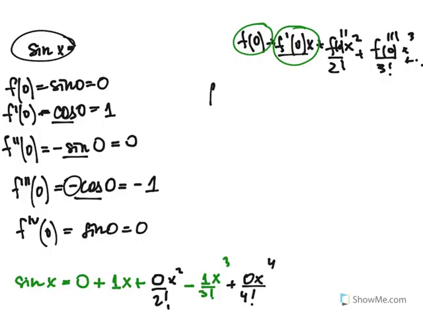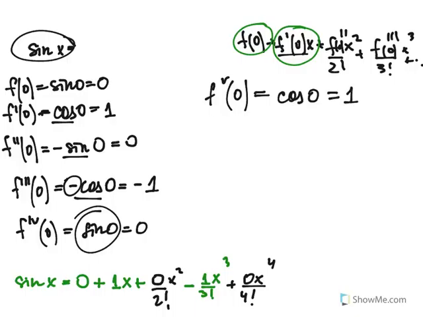Let's find one more. Fifth derivative. Derivative of sine is cosine. Plug in 0. That's 1. So we get plus 1 x to the fifth over 5 factorial. I think that's enough. So finally we get sine of x.